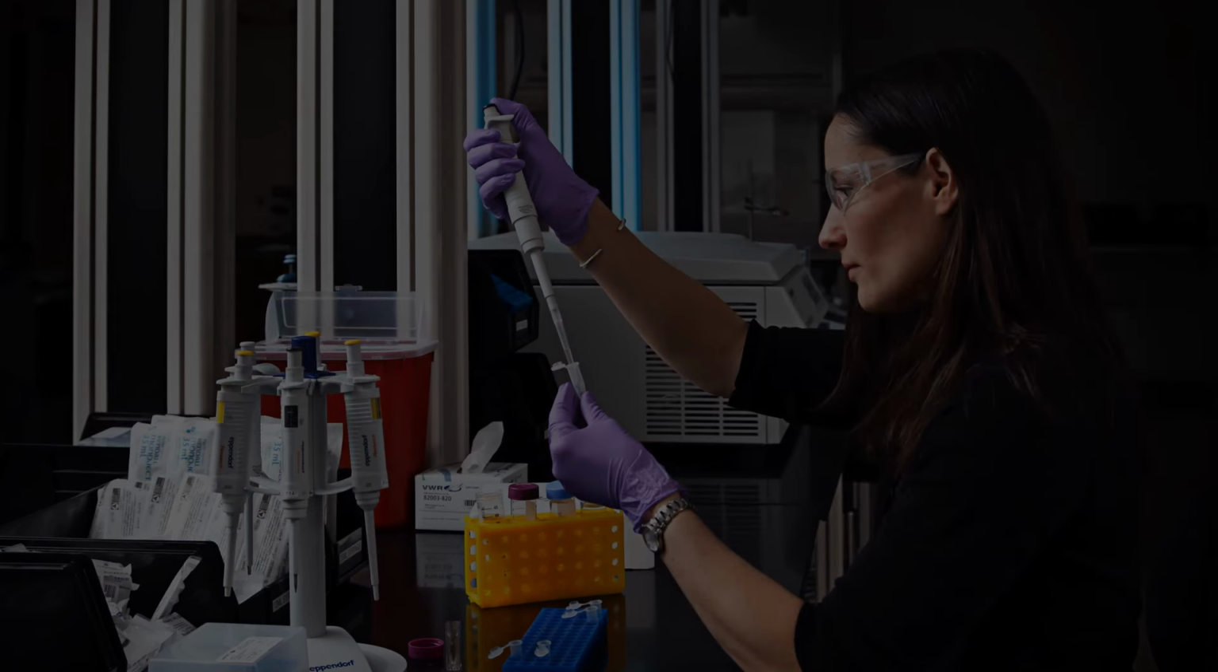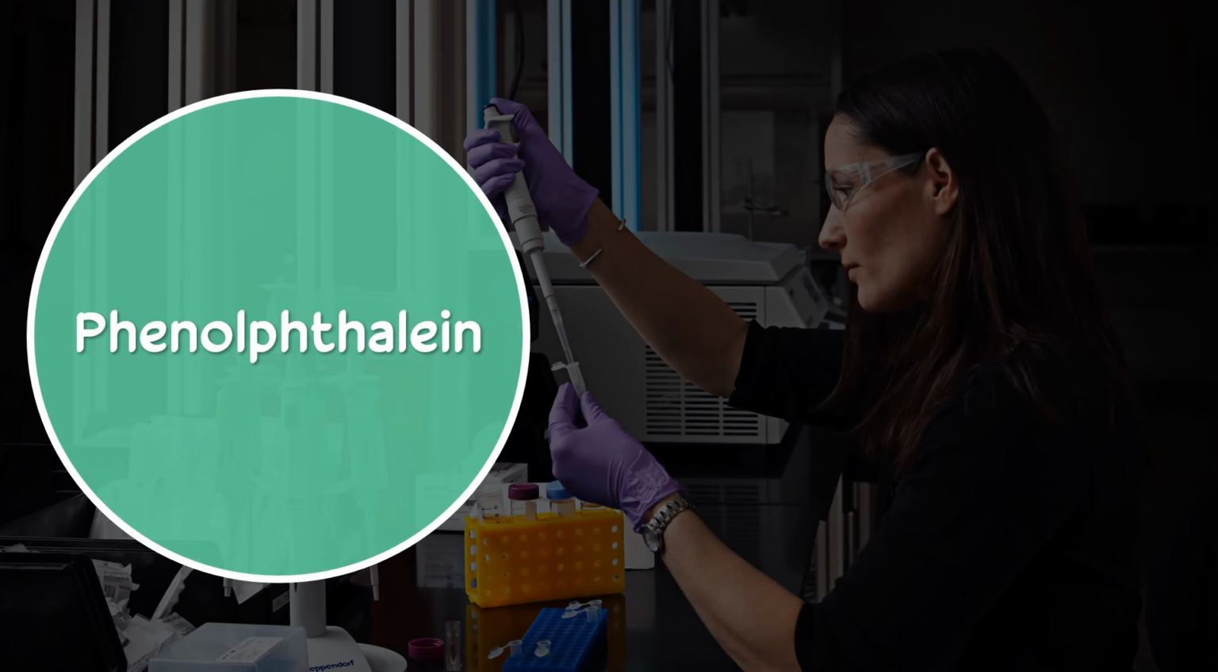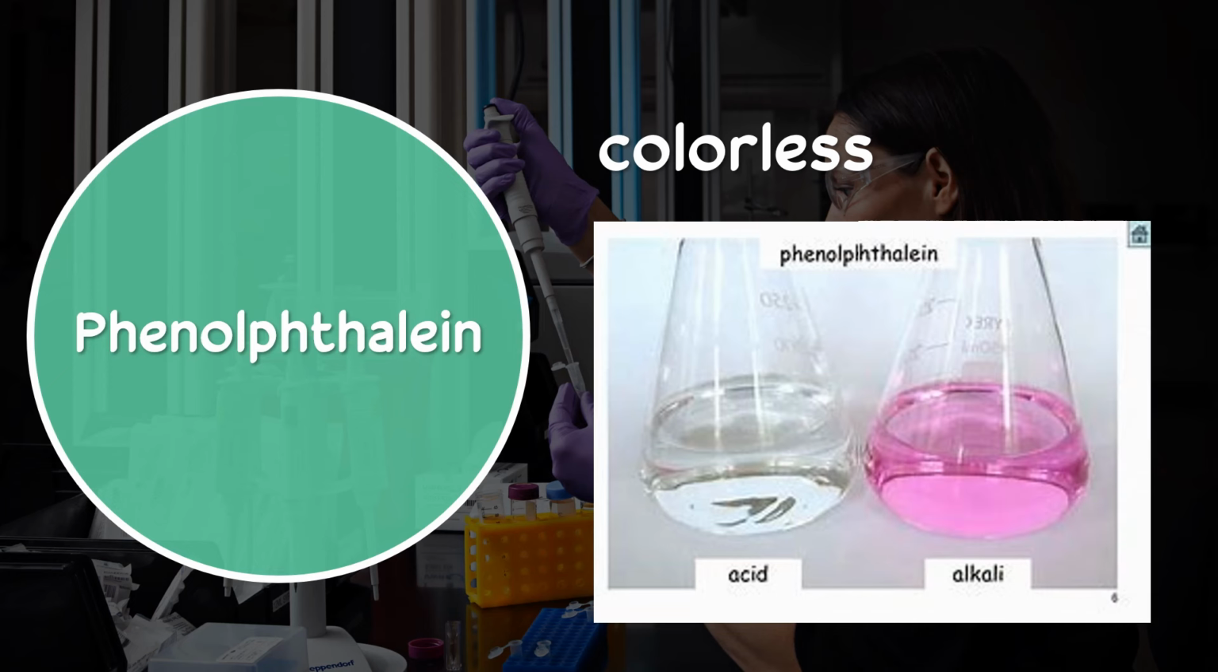Another indicator which is commonly used sa laboratory ay ang phenolphthalein. It is naturally colorless, and when we add acid to phenolphthalein, colorless pa rin siya. Pero, pag maglagay tayo ng isang substance na base sa phenolphthalein, the color changes from colorless to fuchsia or light pink. Those are just some of the indicators that we can use. Actually, marami pa sila. Pero these three are the main indicators used sa laboratory. So make sure that you are familiar with these three.